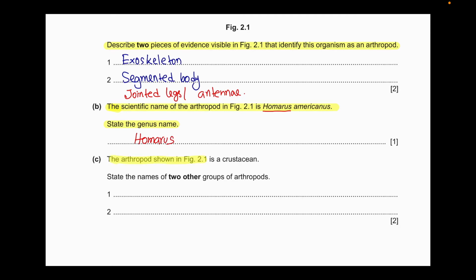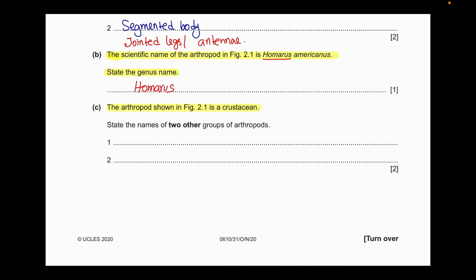The arthropod shown in figure 2.1 is a crustacean. State the names of two other groups of arthropods. Other groups of arthropod include insect, arachnid, and myriapod.